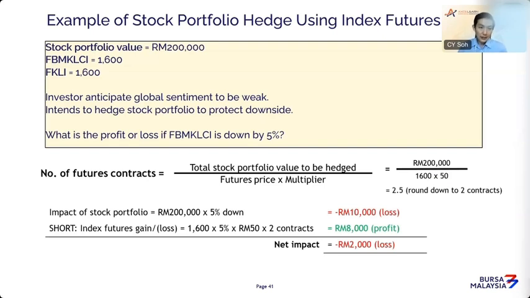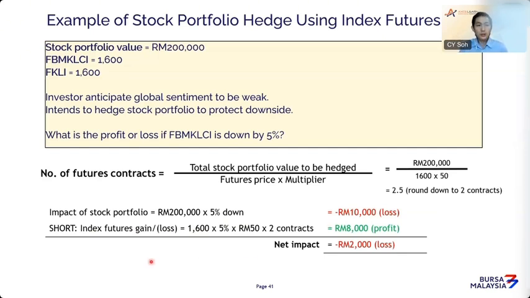So the first line is that let's say the FBM KLCI is down by 5%. Okay, for example, on that day itself, Black Monday, last month. So your impact on your stock portfolio, 200,000, is down by 5%, right? So here you have a loss of $10,000. Your overall stock portfolio value is down by 10,000 ringgit.